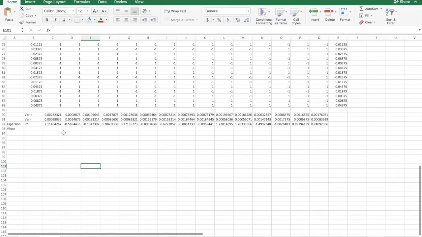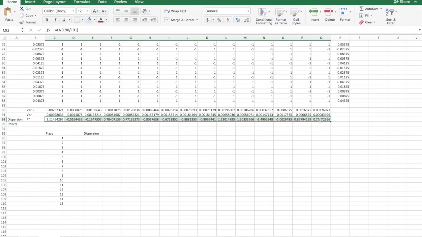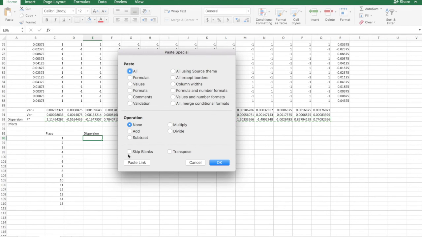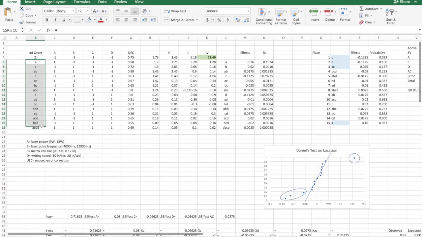Once we have all the dispersion effects, we have to perform a Daniels test on the dispersion effects. So we have 15 dispersion effects, and we're going to plot 15 data points. Then we have the dispersion effect, which we're going to plot. Oh, we have to transpose them. Copy, paste special, values, transpose, with this on the side.